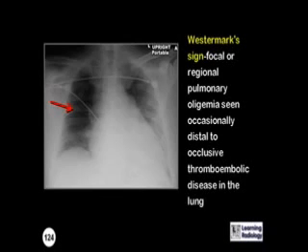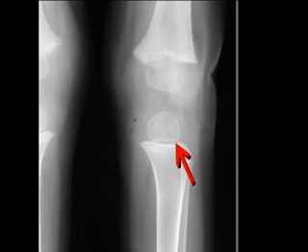This is Westermarck sign, which represents a focal or regional pulmonary oligemia seen occasionally distal to occlusive thromboembolic disease in the lung. What is the name of this sign?